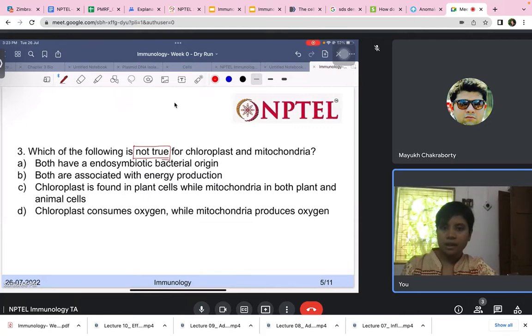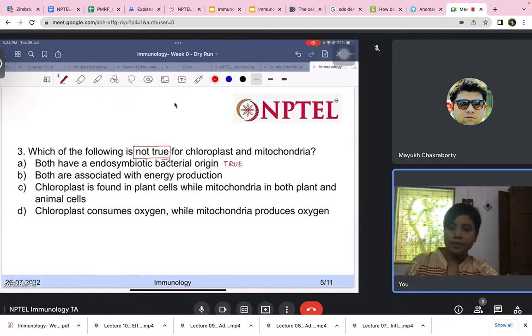Endosymbiotic bacterial origin means, according to the theory of endosymbiosis, we know that chloroplast and mitochondria were possibly, or we hypothesize them to be, prokaryotic cells which were later incorporated within eukaryotic cells, and existed in a symbiotic condition with the eukaryotic cells. So this statement is true, that both have an endosymbiotic bacterial origin, right?